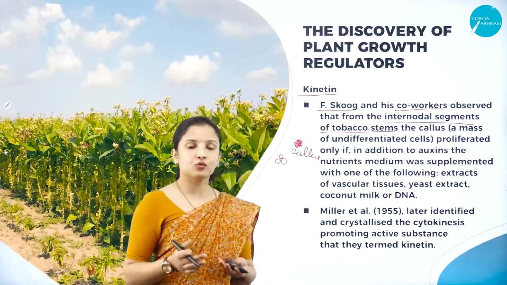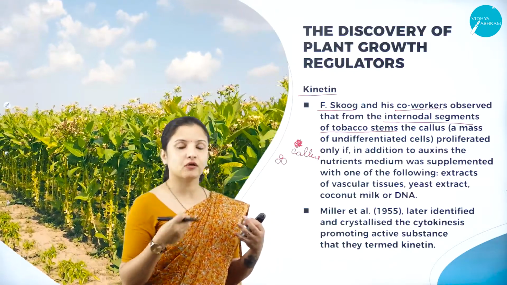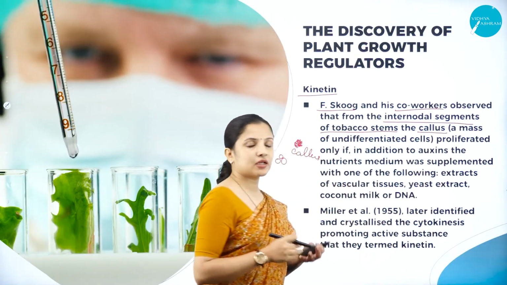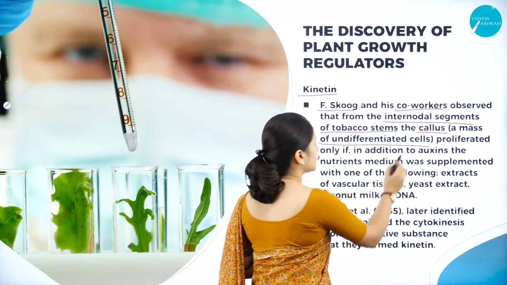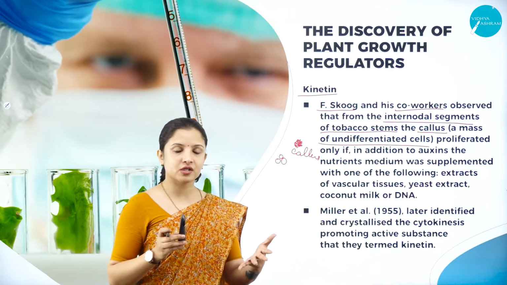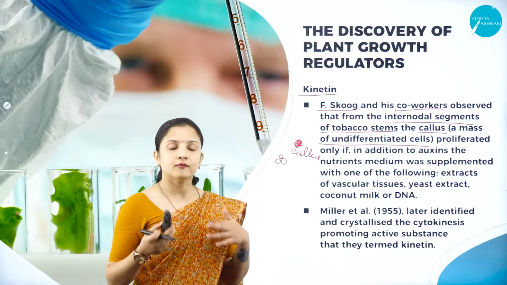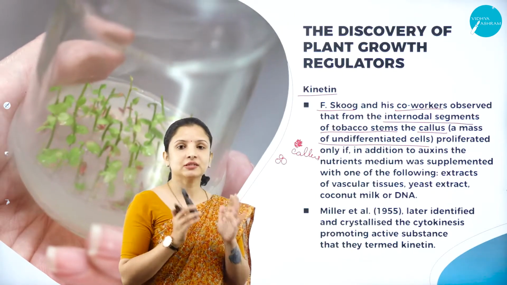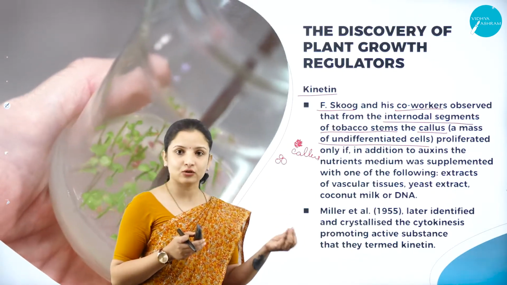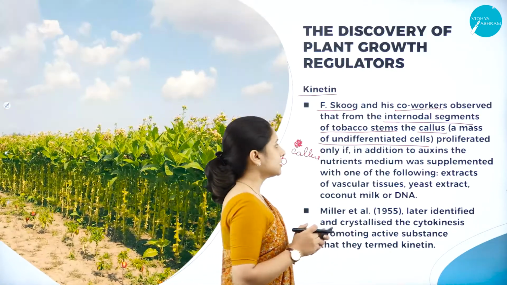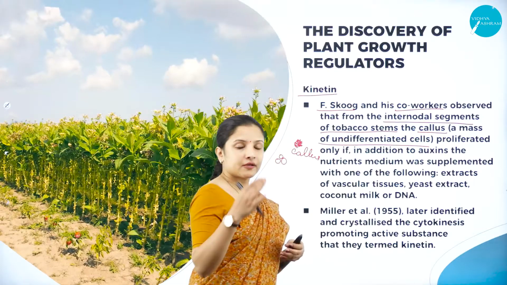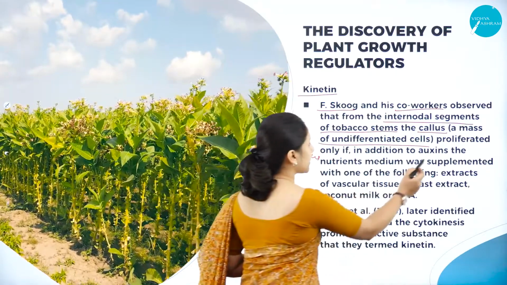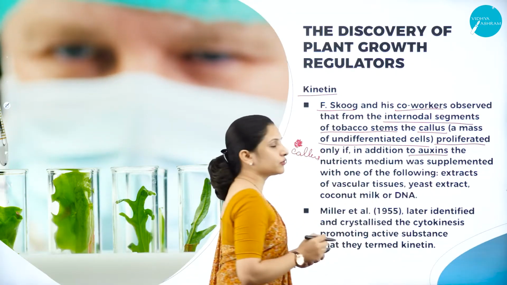When F. Skoog and his co-workers were studying the internodal region of the tobacco stem, they found some callus-like appearance, which is nothing but a mass of undifferentiated cells. These cells undergo continuous division, but they will not undergo differentiation. What is meant by that? They will not undergo any structural modification. They just look like a mass of cells, like a tumor. So it is called callus. They found out that the cell division or callus formation in that plant increased, or proliferated, when auxin was added to the nutrient media.